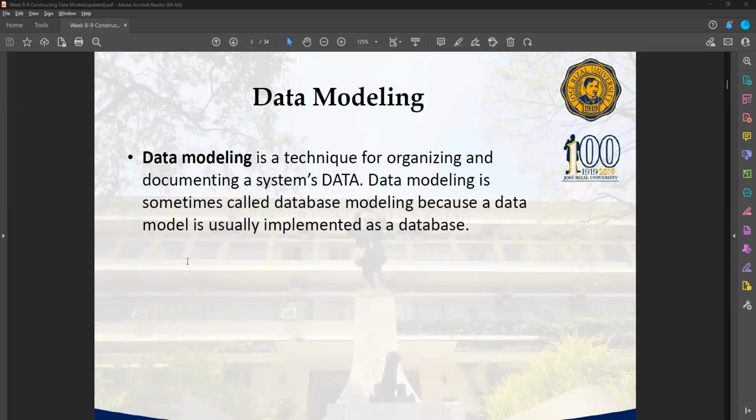So again, data modeling is an essential step in the database design process that helps to ensure that the resulting database accurately reflects the requirements of the users and the organization.